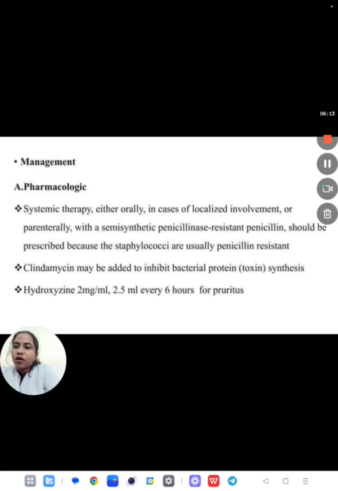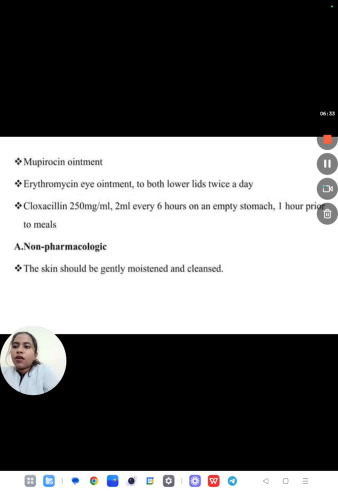Management, pharmacological method: systemic therapy. We can give it orally in case of localized involvement, or semi-synthetic penicillin. Penicillinase-resistant penicillin should be prescribed because staphylococci are usually resistant. Clindamycin and hydroxyzine are there. Mupirocin ointment, erythromycin, cloxacillin. Non-pharmacological: the skin should be gently moistened and cleansed.